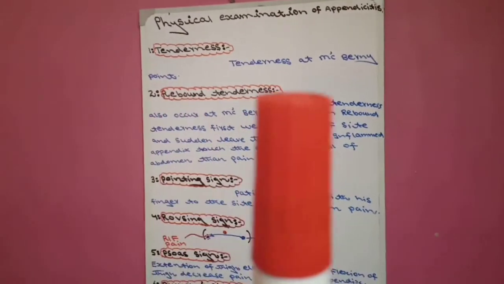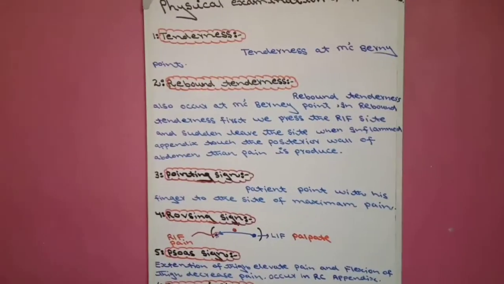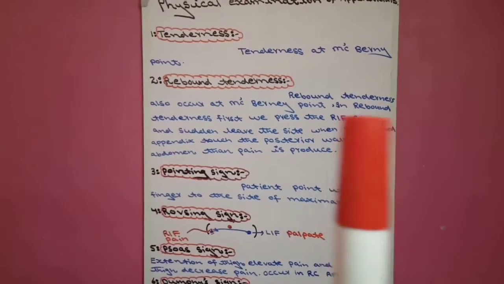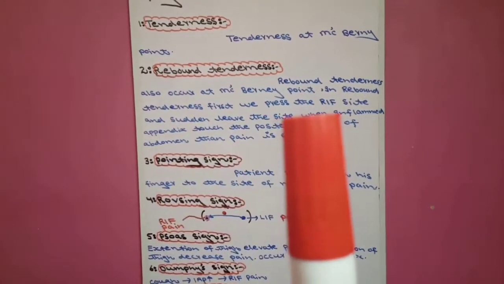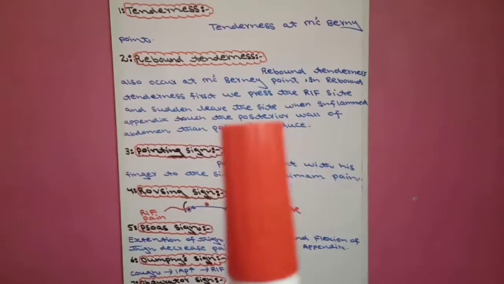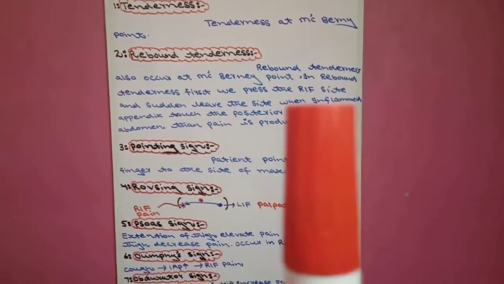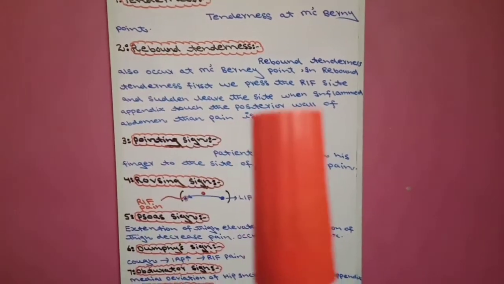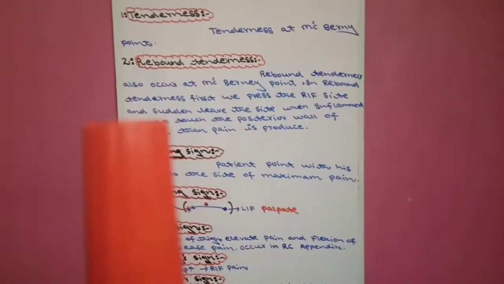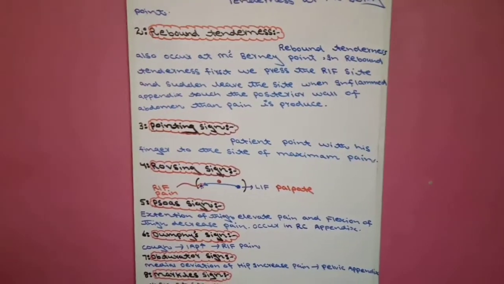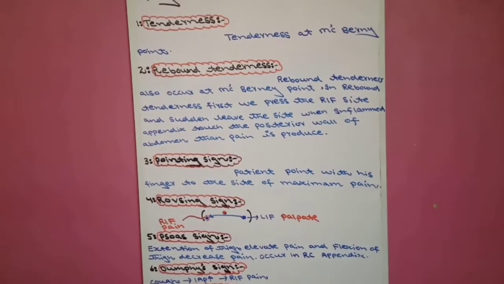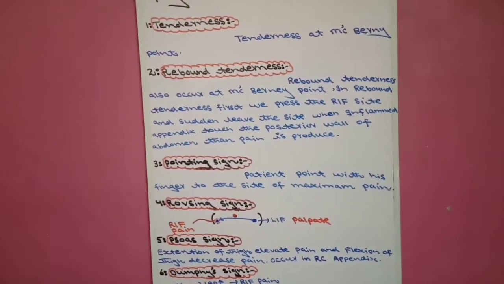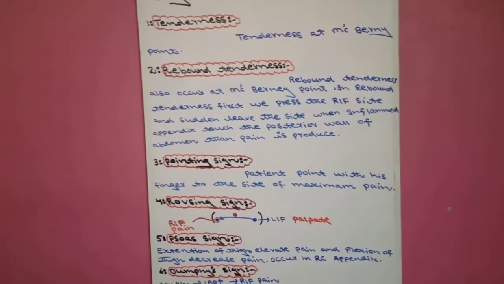The second sign is rebound tenderness. Rebound tenderness also occurs at McBurney point. In rebound tenderness, first we press the right iliac fossa and suddenly leave the site, and when the inflamed appendix touches the posterior wall of the abdomen, then pain is produced. This is the mechanism of rebound tenderness. We press the right iliac fossa, and when we suddenly leave it, the inflamed appendix touches the posterior wall of the abdomen. As a result, there will be rebound tenderness, pain at McBurney point.